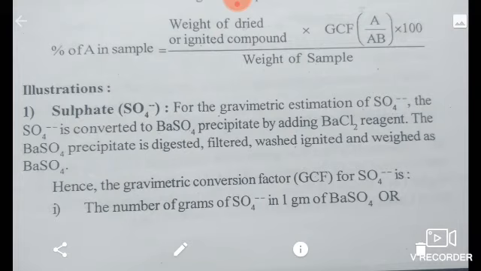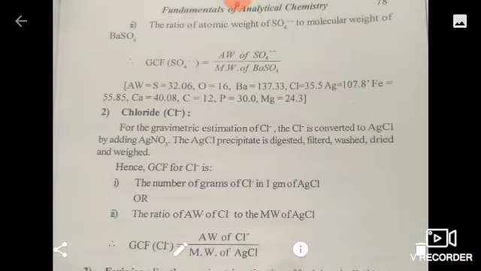Hence the gravimetric conversion factor, that is GCF, for the SO4 minus minus is the number of grams of SO4 minus minus in 1 gram of BaSO4, or the ratio of the atomic weight of SO4 minus minus to the molecular weight of BaSO4. So the gravimetric conversion factor for SO4 minus minus is equal to the atomic weight of SO4 divided by the molecular weight of BaSO4.